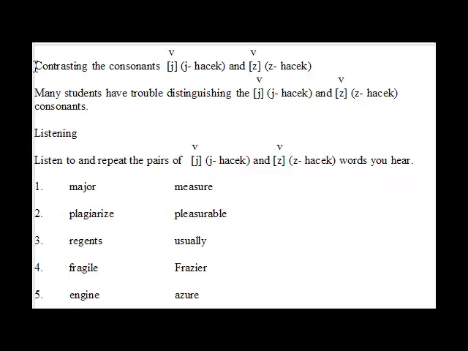Contrasting the consonants J hat check and the Z hat check. Here's how they sound. J, j. And it's actually better when you hear it within the context of the word. Now, many students have trouble distinguishing the J hat check and the Z hat check consonants. Listen to and repeat the pairs of J hat check and Z hat check words you hear. In the first column it'll be more of a J, and the second column will be more of a Z hat check.